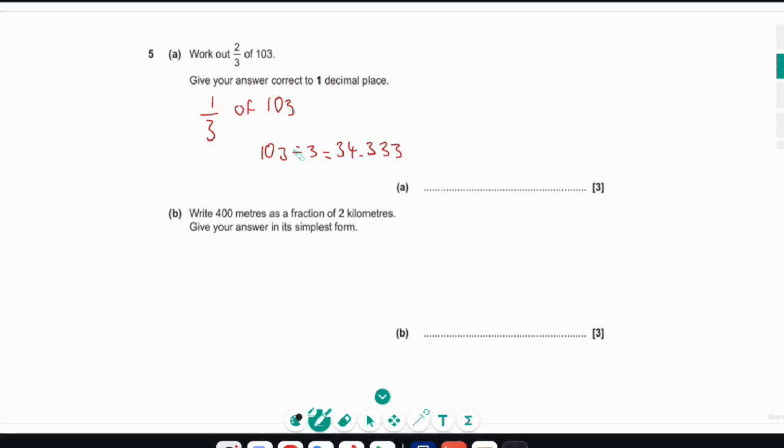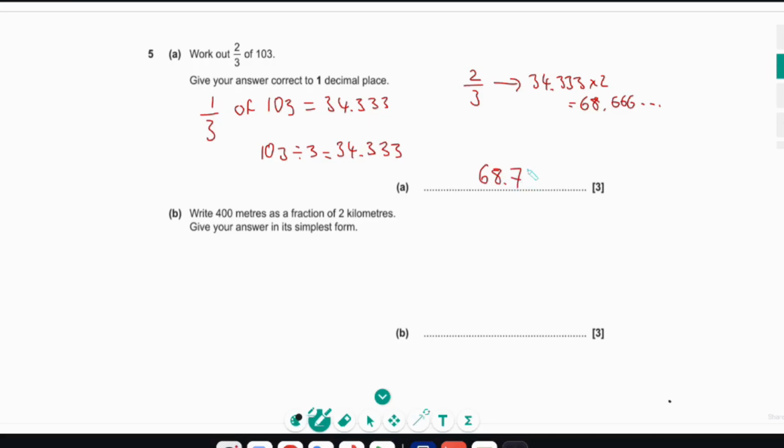So I want 2/3, and we have 1/3 here. To work out 2/3, I need to multiply that value by 2. That's 68.6 recurring, which rounds to 68.7 to 1 decimal place.